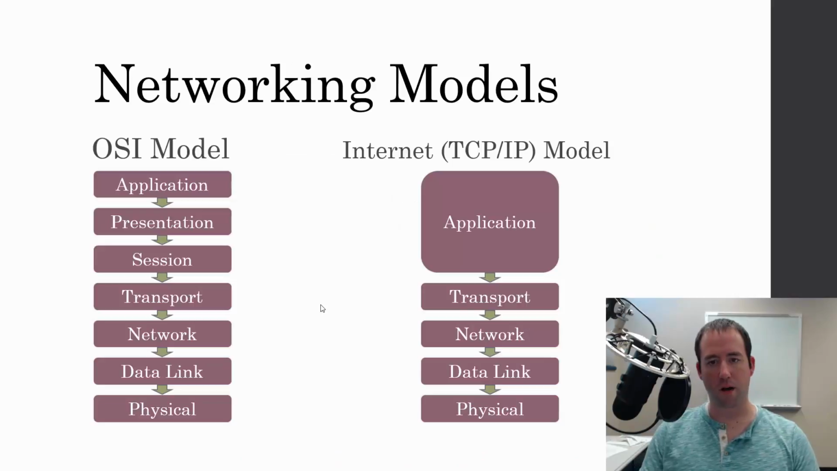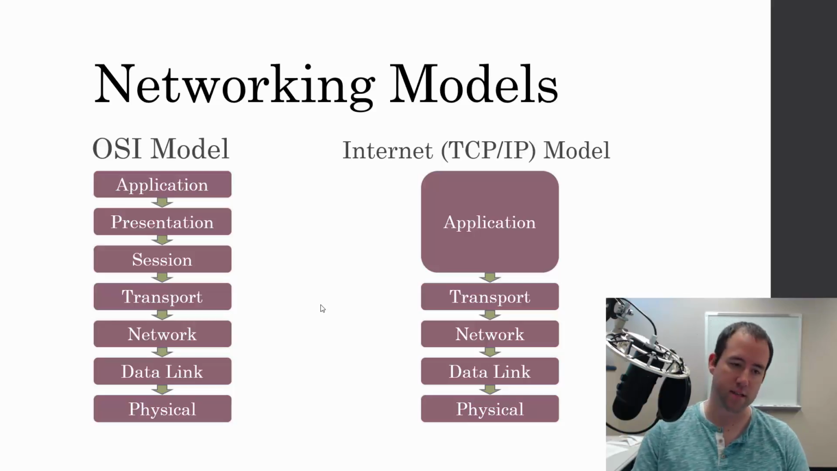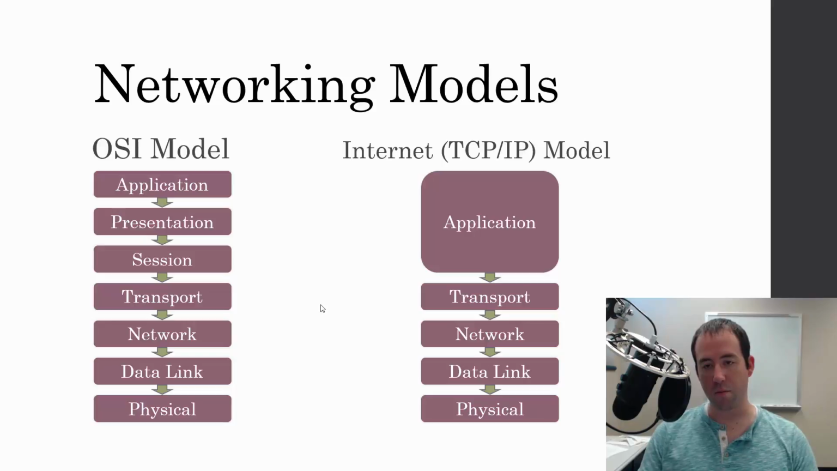So the two primary models that we're going to talk about, the first one is the OSI model, and it has 7 layers: application, presentation, session, transport, network, data link, physical. And the second model that we're going to look at, and the primary one that we're going to focus on now and in other videos, is the internet model, the TCP/IP model.